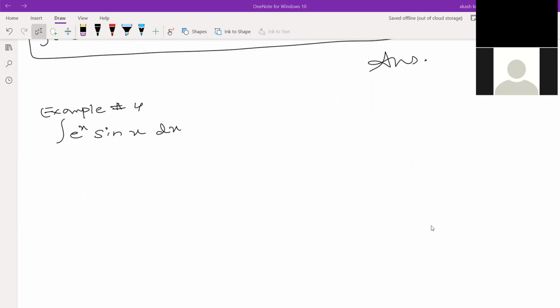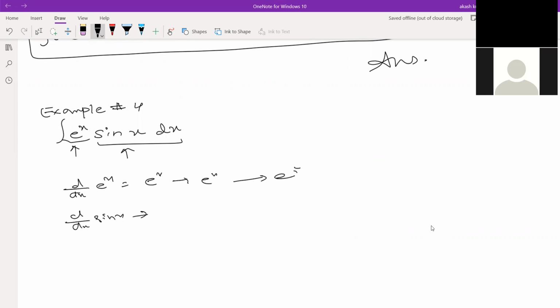Here again, we have two functions. One is e^x, another one is sin x dx. One thing that we can note down here is that both functions are irreducible, because when we differentiate e^x, we again get e^x, again e^x. When we differentiate sin x, we get cos x, sin x, cos x, sin x. This chain is going to continue.